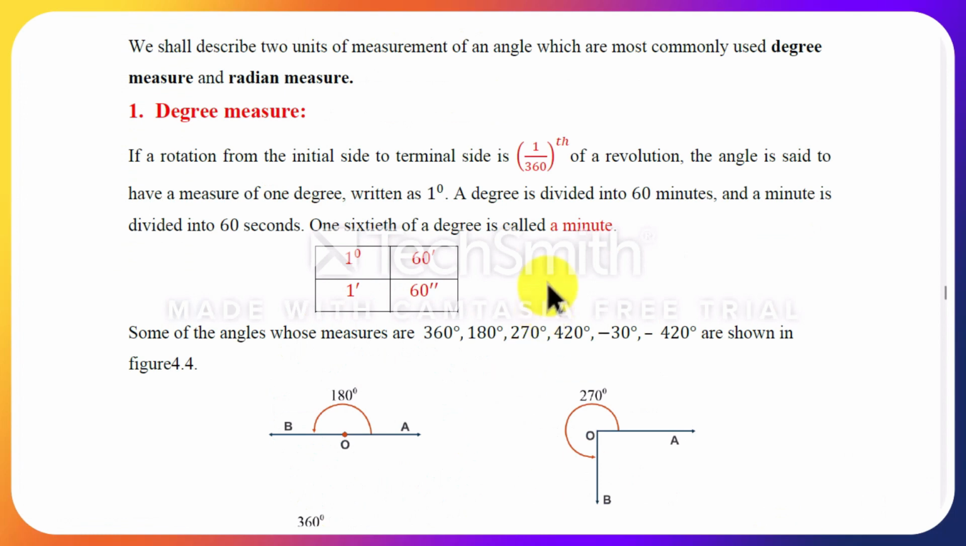The other one. Therefore a degree, again a degree, it is divided into 60 equal parts called minute. And a minute, again, it is divided into 60 equal parts known as second.